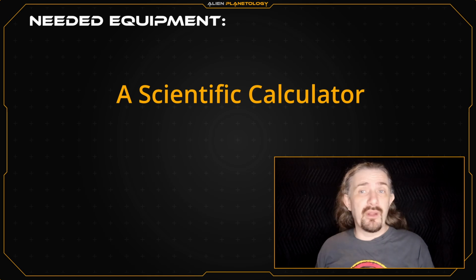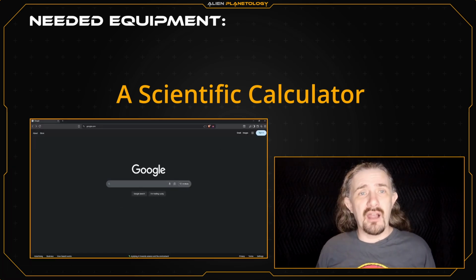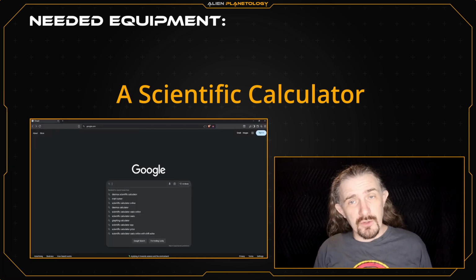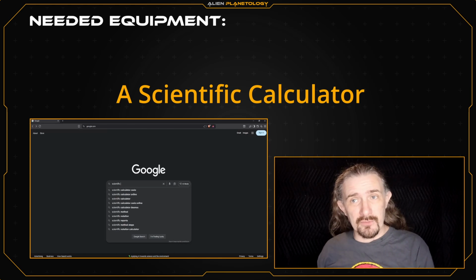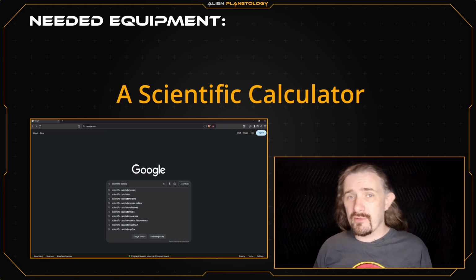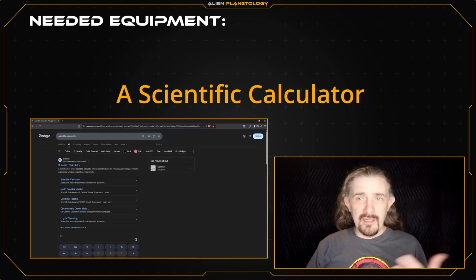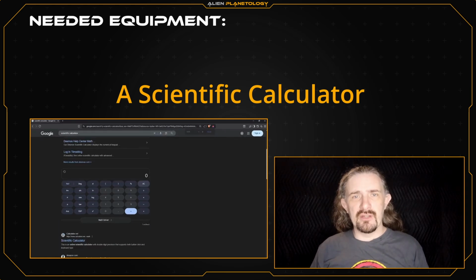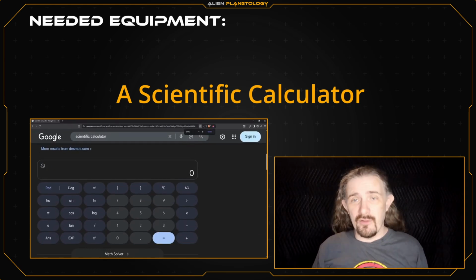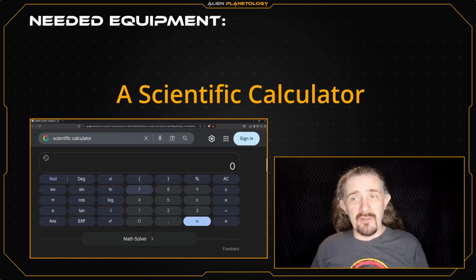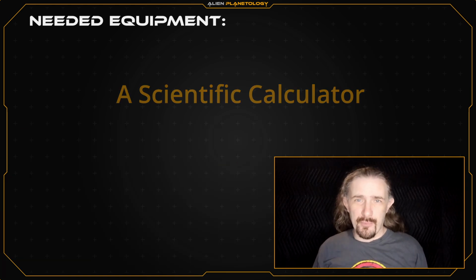Alternatively, you can simply open your internet browser on whatever device you're most comfortable using, go to Google and search scientific calculator, which will provide you with an in-browser scientific calculator. I will be using this one throughout this tutorial series as it is easy to use, has all the features that we're going to need, and is available to any browser on any operating system.